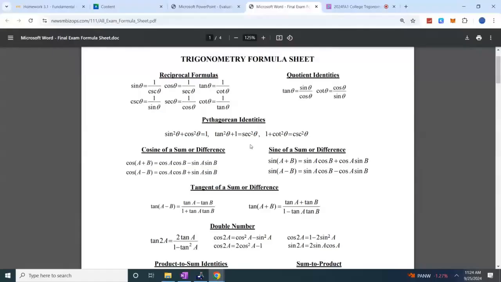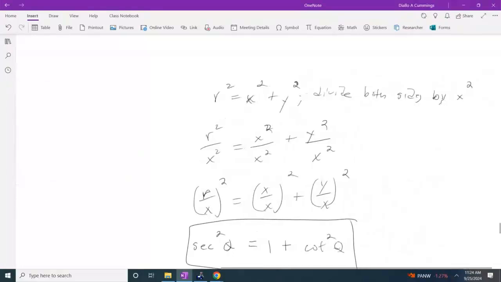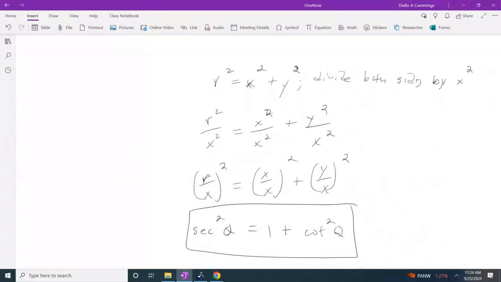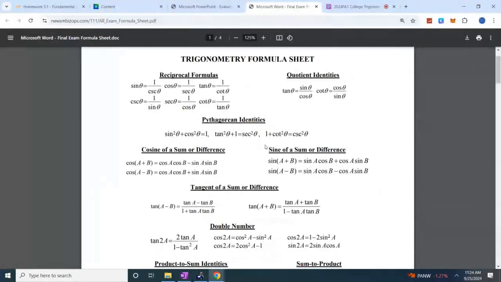relationship. All right. And then in order to get that third Pythagorean identity, we simply go back and we divide both sides by y squared. Okay. All right, so as you look at the exam formula sheet, these first three Pythagorean identities are no longer written in terms of X, Y, and R. They're written in terms of sine and cosine.